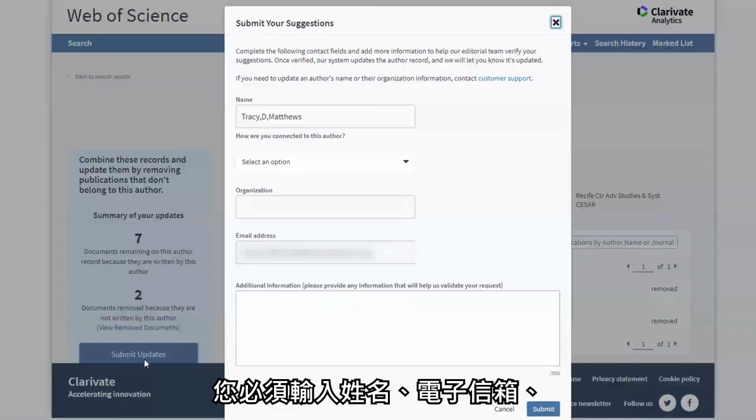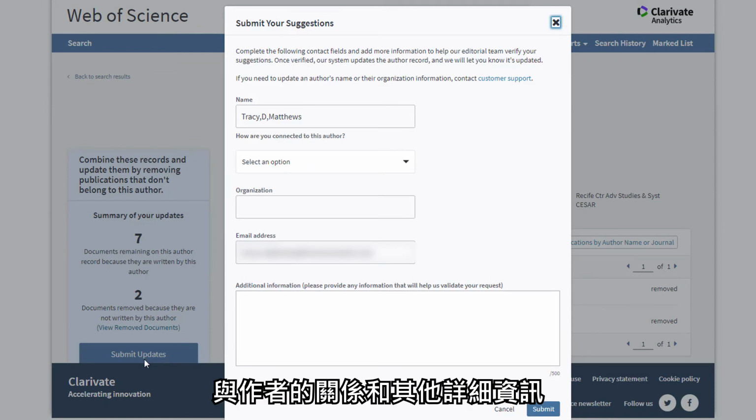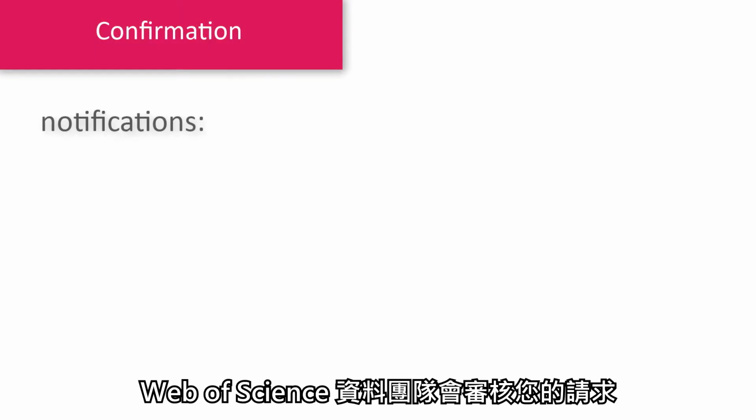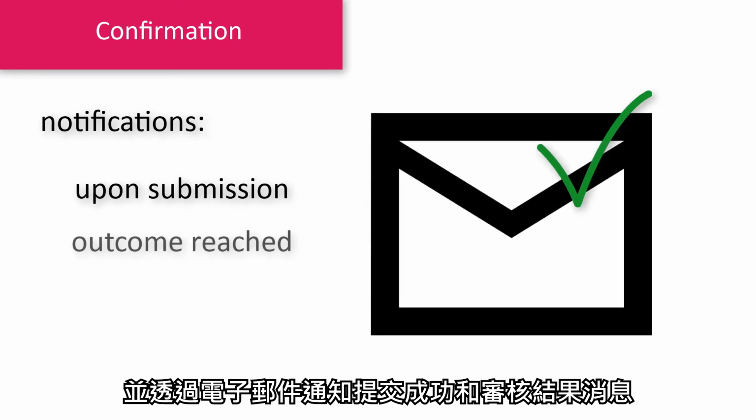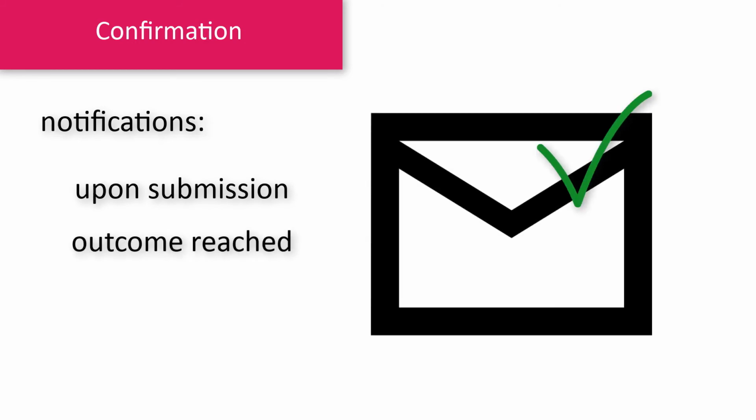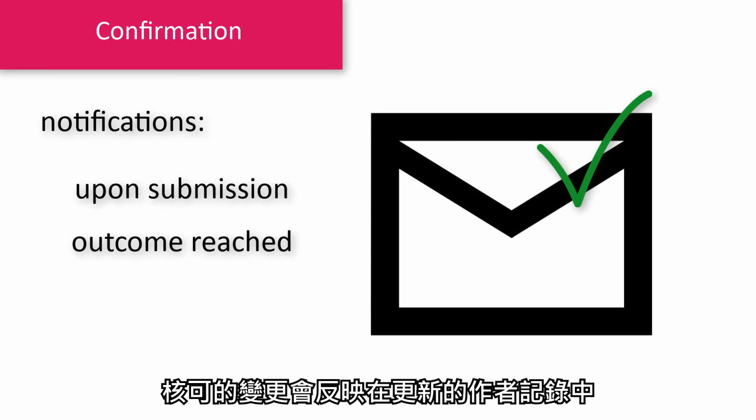You'll be asked to submit your name, email address, your relationship to the author, and any additional details. Our Web of Science data teams will review your request. You'll be notified by email that your submission has been received, and again when an outcome is reached. The accepted changes will be reflected in the updated author record.